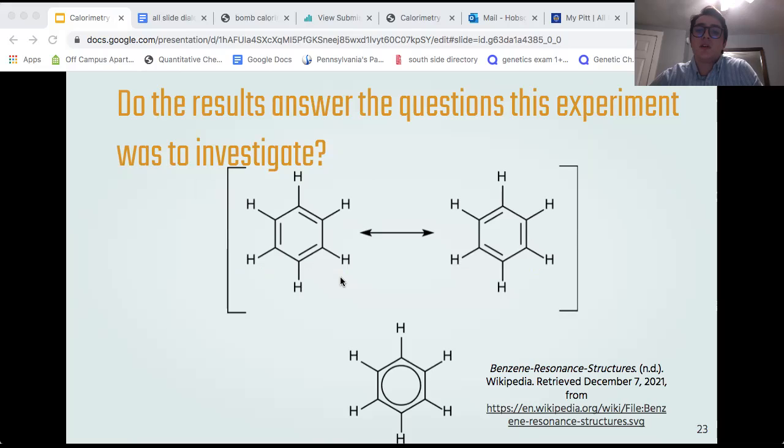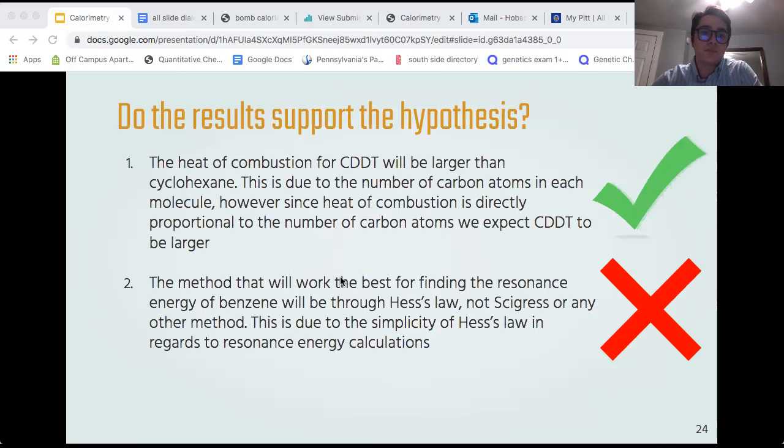The purpose of this experiment was to evaluate the resonance energy of benzene by using both experimental and theoretical methods. As we've already discussed, we use a bomb calorimeter to obtain the heat of combustion of cyclohexane and CDDT. Using these measurements along with the literature ones we already found earlier from NIST, we're able to find experimental values. So yes, to sum it up, we were able to answer all the questions we set out to investigate.